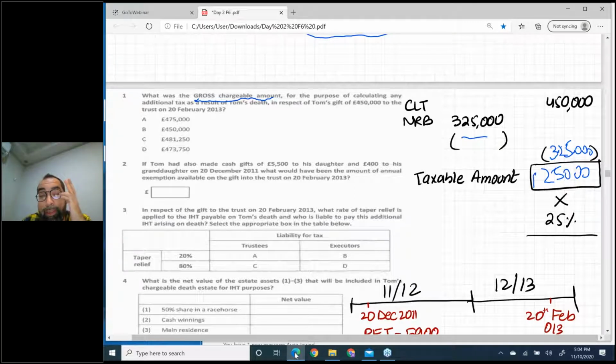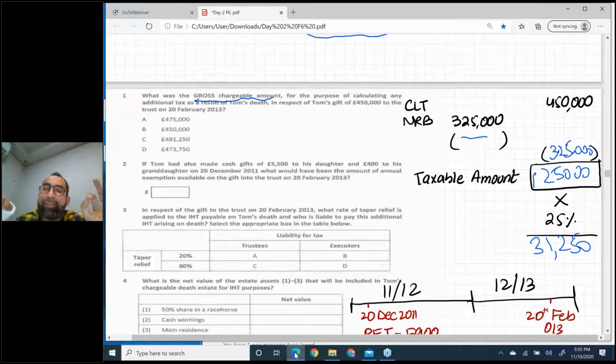Now what's the tax rate on this excess amount? As the donor is paying the first installment, it's 25%. So 125,000 times 25% is 31,250. This is the lifetime IHT on the CLT.